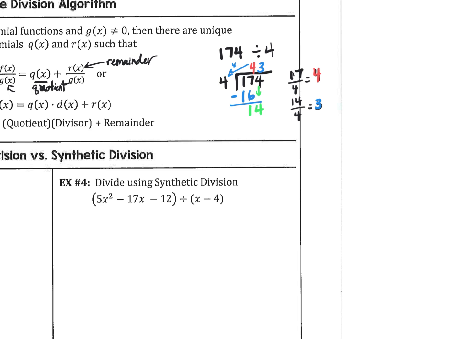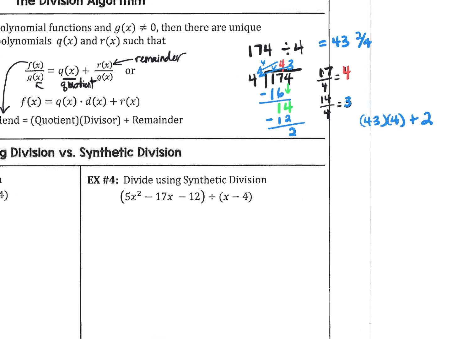And we continue again. We say 3 times 4 this time is what? And we subtract. 14 minus 12 is 2, and that is a remainder, isn't it? So we know the answer to this is actually 43 and 2 over 4, right? Yes? Or what we could say is this is the same as saying 43 times 4 plus 2. That's what this is saying right here.